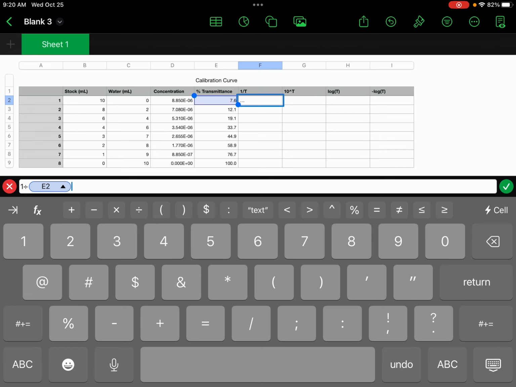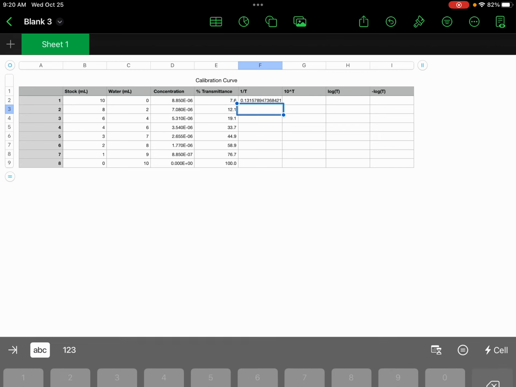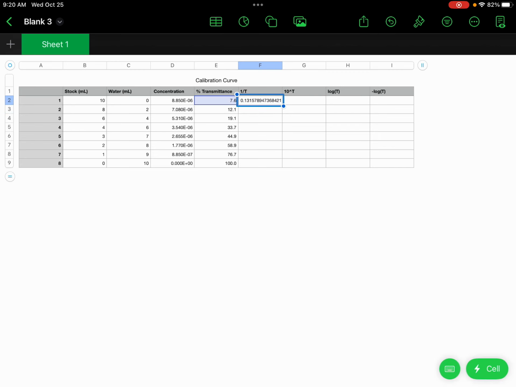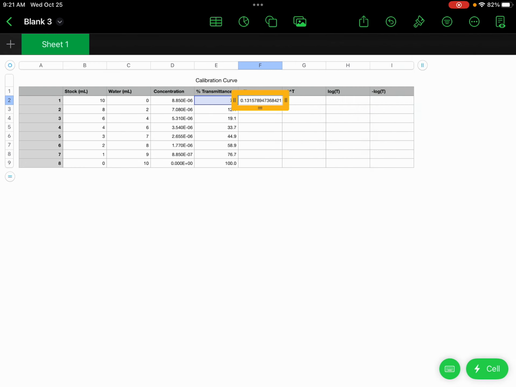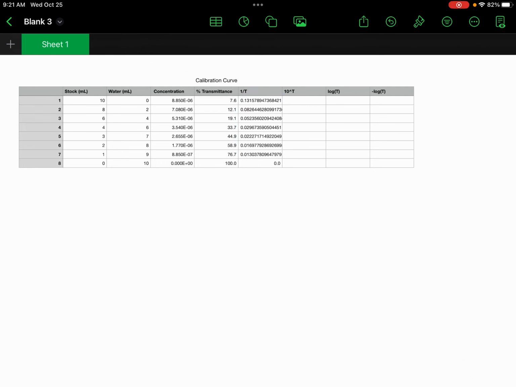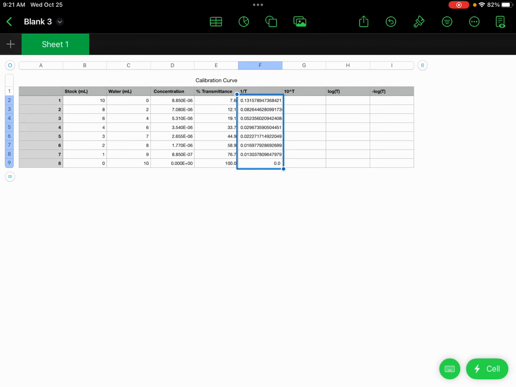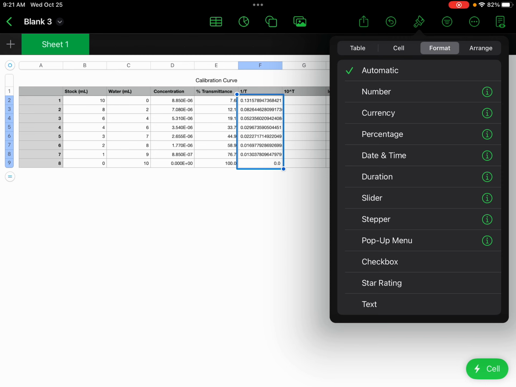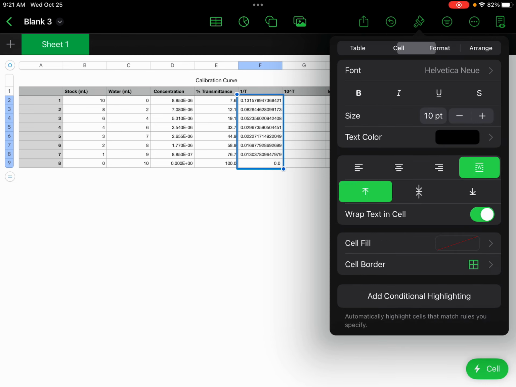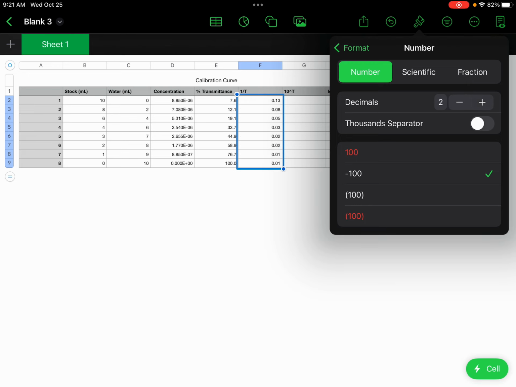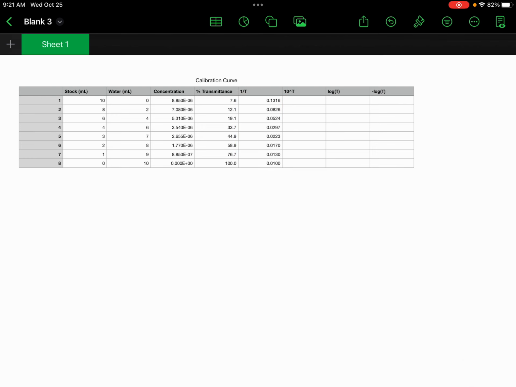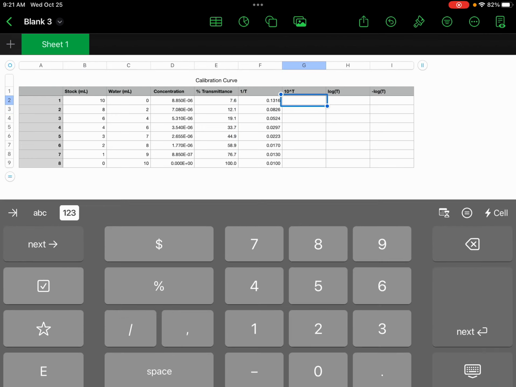So this gives us my inverse transmittance, and then I can click on that, click on cell actions, autofill cells, and I can fill that down, and it's going to take the inverse of the transmittance for all of those. I can format this to be fewer decimal places, so it's not as long. 3 or 4 should be plenty. Then I can do the same thing for the next column.